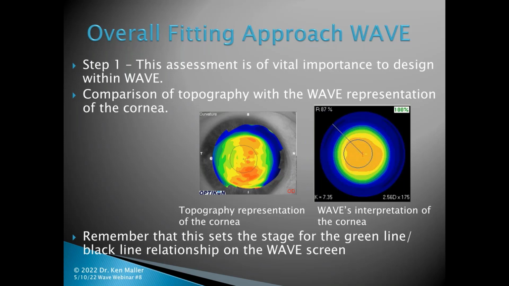Now, if you look on the lower right, you can see that WAVE knows there's 2.5 diopters of with the rule cylinder here. But as far as the picture goes, the picture's not really representing it like the topography is. And so that is going to change a little bit of the representation that you see on the screen when you're trying to align the black line to the green line.